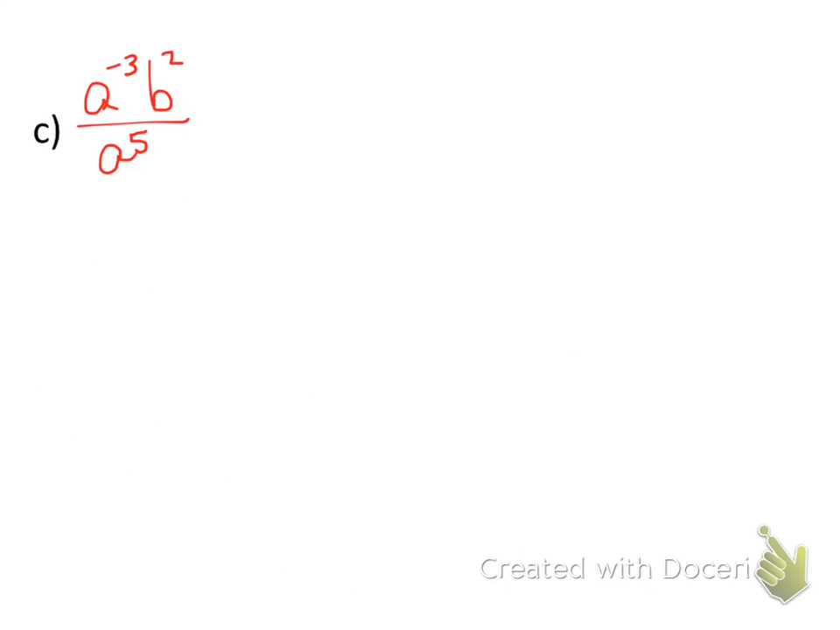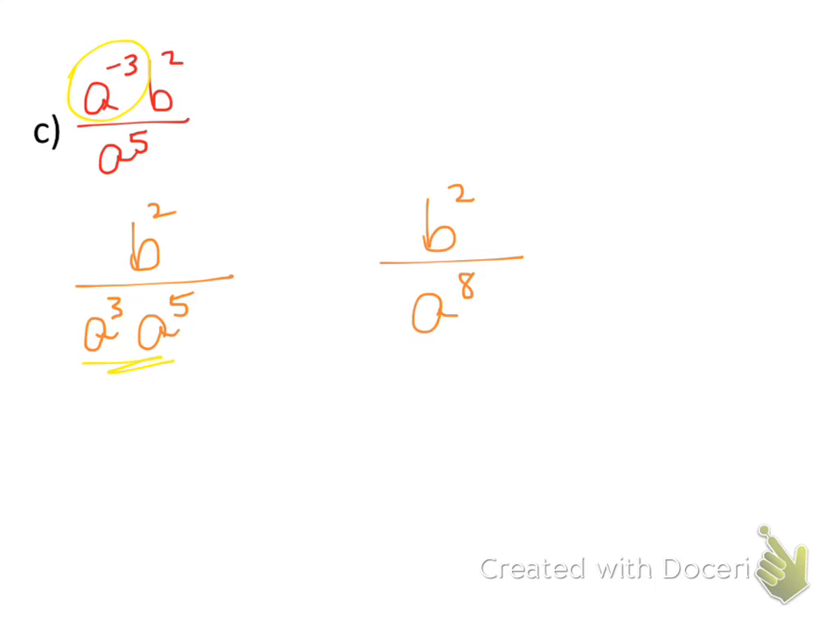And so now we're starting to get a little more complicated, more things going on. So the first thing I would do is take care of my negative exponent, and I'll put that a to the -3rd on the bottom. Then I can simplify all my a's on the bottom, so I'll get b to the 2nd over a to the 8th.